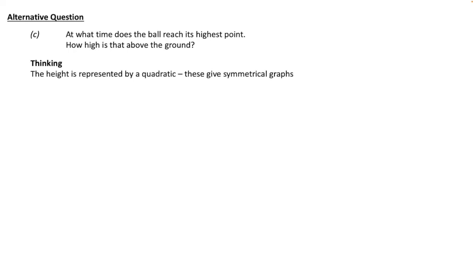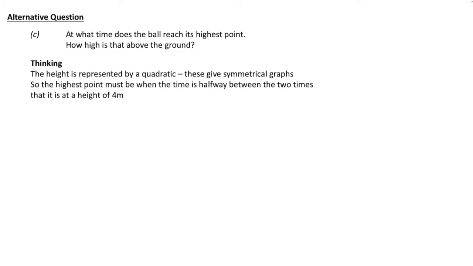So, what do we think about this? Well, the height is represented by a quadratic, and these give symmetrical graphs, as was mentioned a bit earlier. So, that means the highest point must be when the time is halfway between the two times that it's at a height of 4 meters. And to find halfway between two numbers, we find the mean of them. So, at 4 meters, t is either 3/5 or 1.